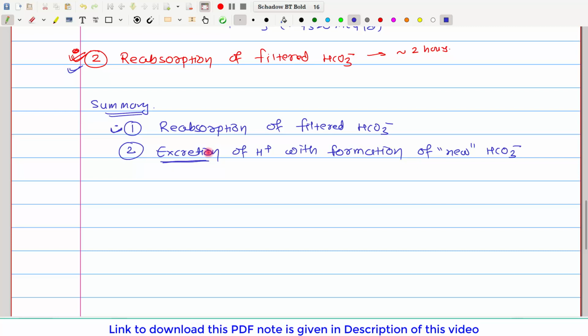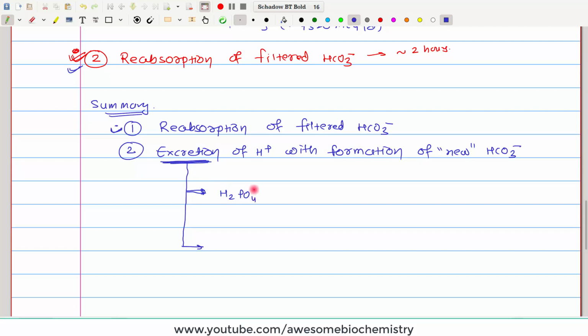rather it is bound with some other substance, or in other words you can say that this H plus excretion is associated with buffering in the urine, right. So there are two important buffer mechanisms in the urine. In one form, H plus is excreted buffered with H2PO4 minus and other minor buffers.